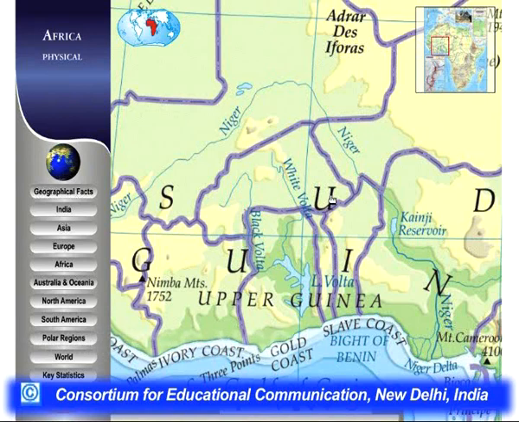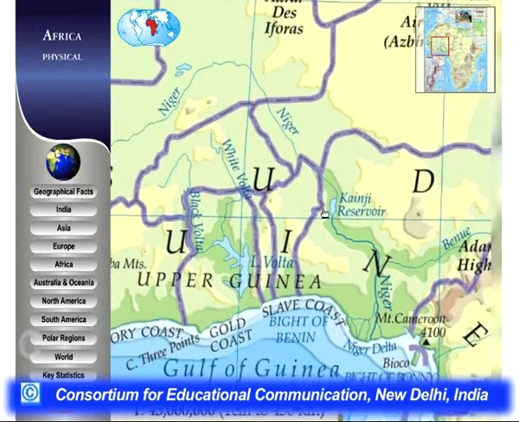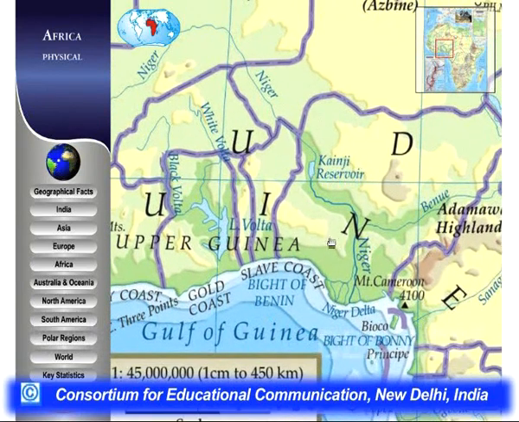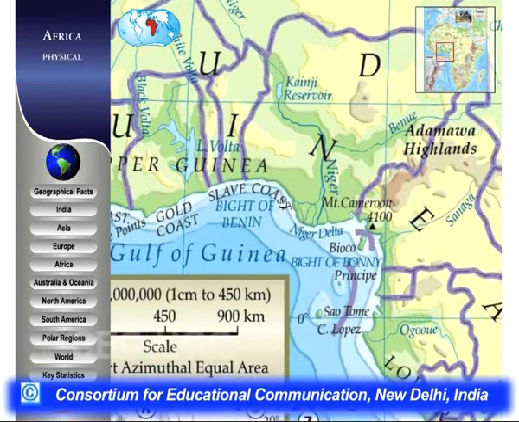And passing through Nigeria and Niger. The countries Nigeria and Niger were named after river Niger. And then it forms an arcuate delta in the Gulf of Guinea. It forms a very, very big delta in Nigeria.